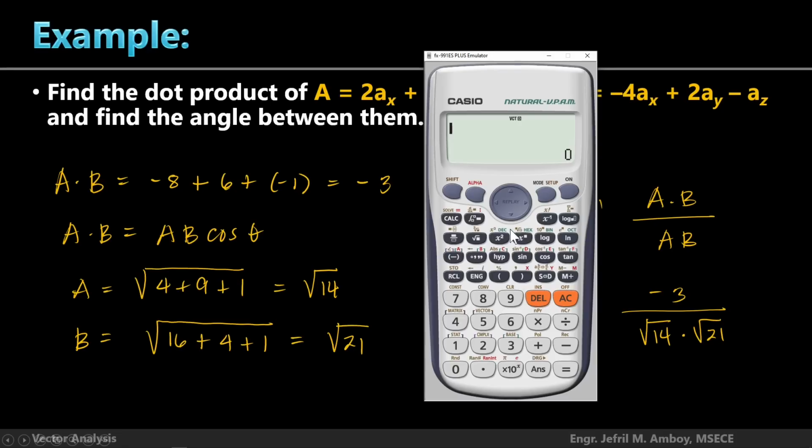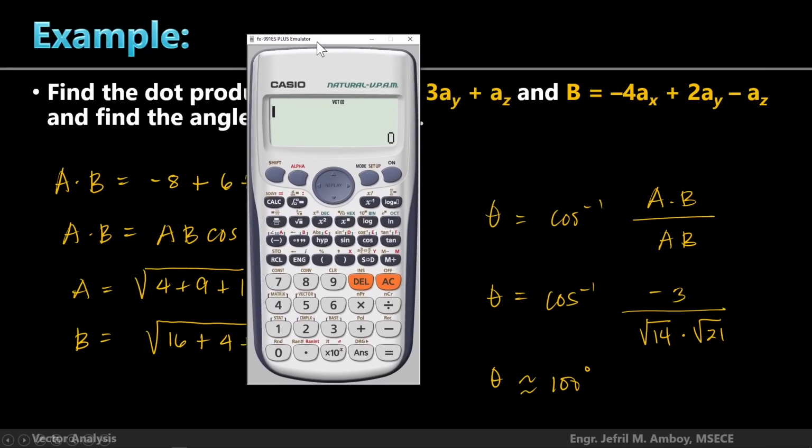You have an option. Can we also use the calculator, sir, to get the angle? Oh yes, we can use the calculator to get this theta. Okay, remember that's cosine inverse. So to get that angle, we will input the cosine inverse. So shift cosine para makuha mo yung cosine inverse. Tapos ay negative 3. Okay, negative 3. Tapos lagyan natin ng fraction sign. Okay. Tapos lagyan natin ng parenthesis dito ha.